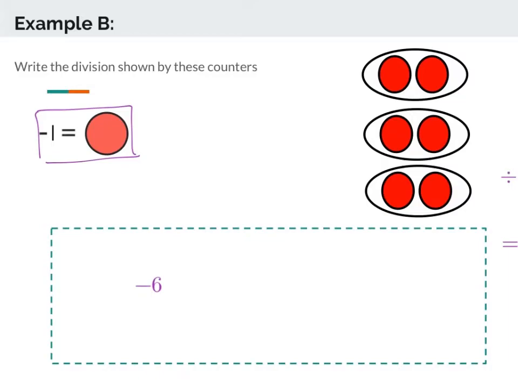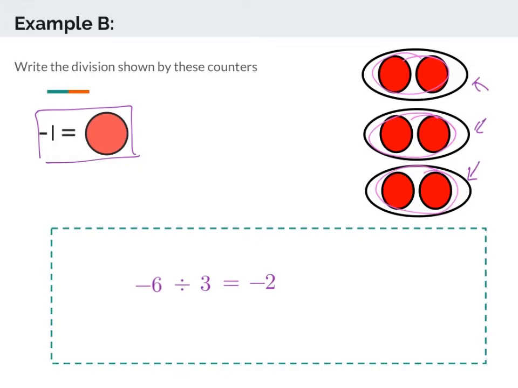Now I have to figure out how they're each divided. They're divided into 3 separate groups. I see one group here, one group here, and one group here. Since they're divided into 3 groups, I'm going to say divided by 3. Then I have to figure out how much is in each group. In each group, I've got -2 counters inside this one, -2 inside this one, and -2 inside this one. So -6 divided by 3 gives me -2.